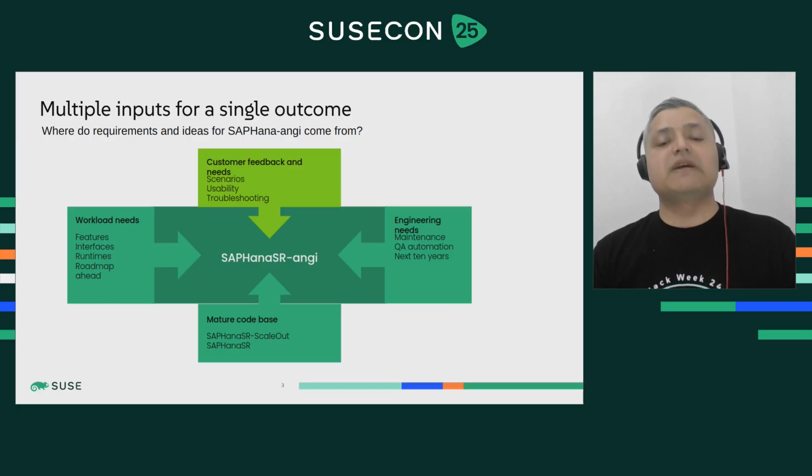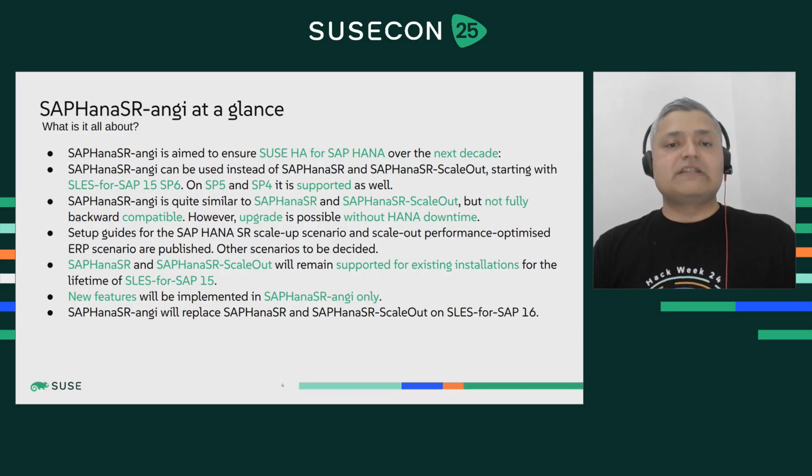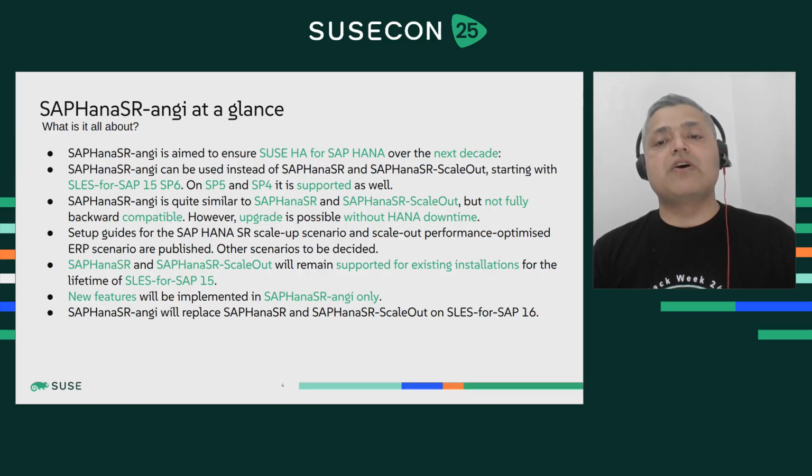And obviously the code base for the classic packages of SAP HANA SR and SAP HANA SR scale out has matured, and which led us to this new ANGI package. So what is this all about? This new SAP HANA SR-angi package is aimed to ensure that the SUSE HA solution for SAP HANA database works for the next 10 years.